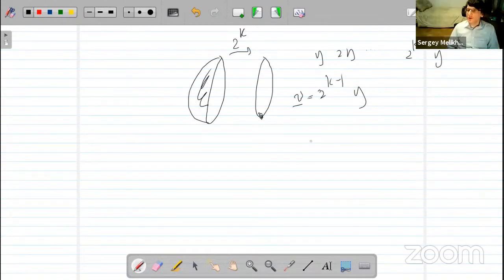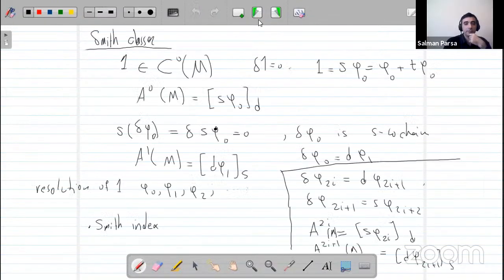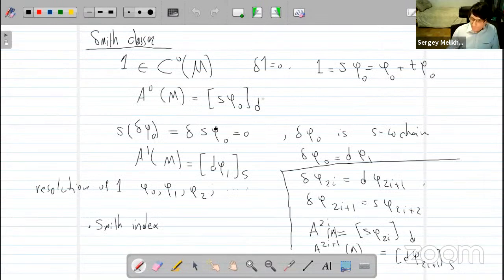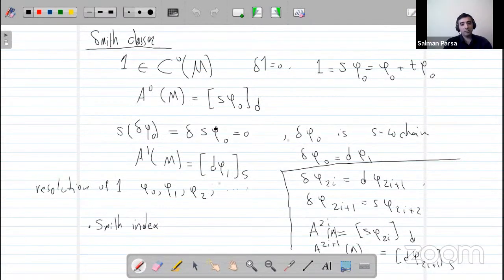Okay, maybe we continue. Yes. Okay. So Sergey mentioned 2 other definitions of Smith classes, but I use this definition because it already gives you a very simple way of computing it.